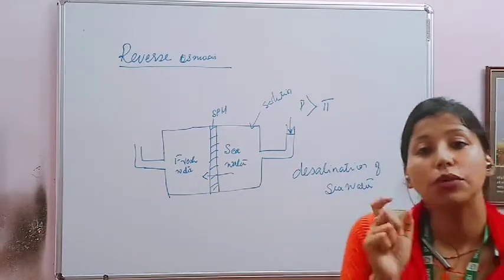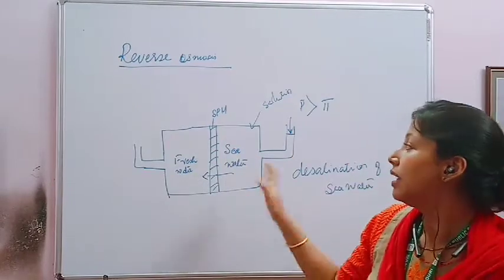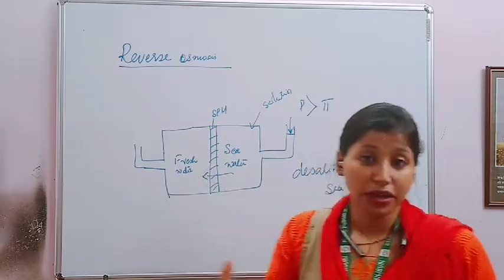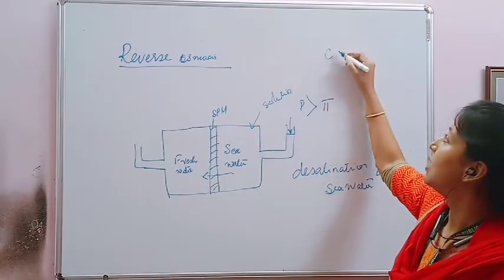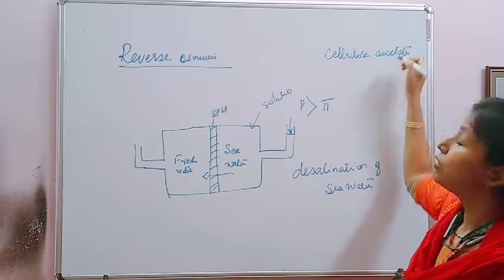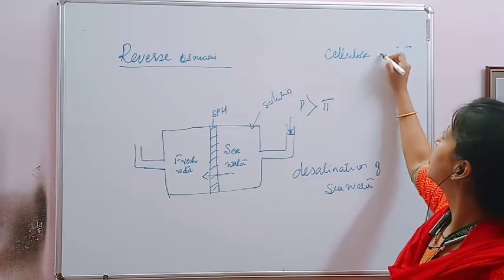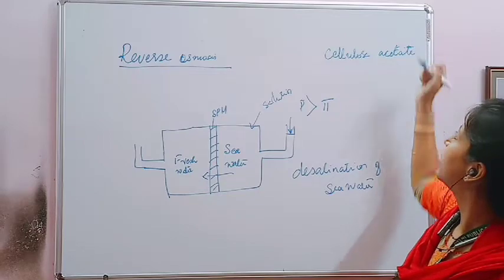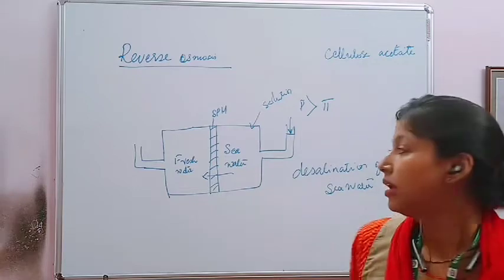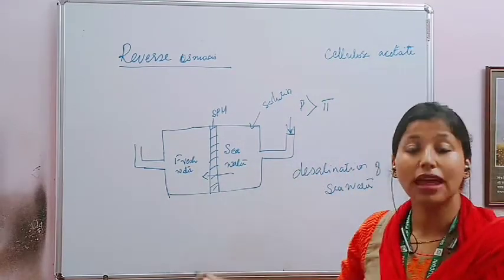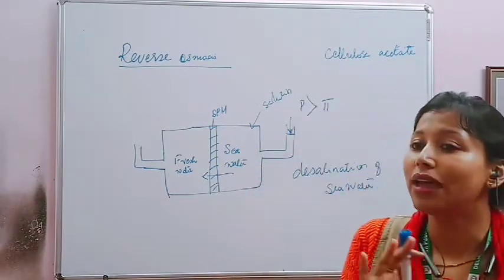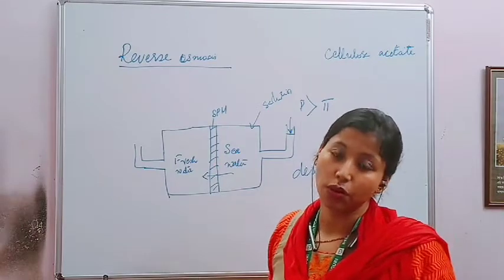Now, one thing that we must remember is the semi-permeable membrane that we choose for desalination, for reverse osmosis, is a special type of semi-permeable membrane. One example I'll give you is cellulose acetate, which is supported over a suitable support. Cellulose acetate allows only the water molecules to pass, but it does not allow any other ions of, say, water to pass.